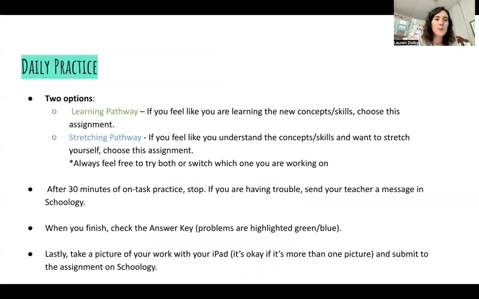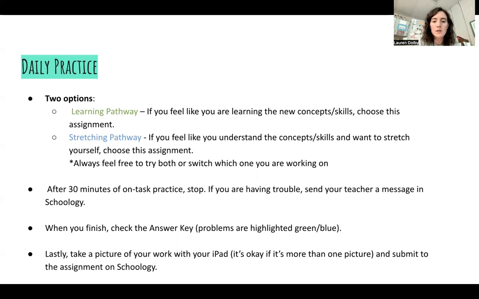And then we have daily practice. This is posted to Schoology. Again, there's the learning pathway and the stretching pathway. I ask students to work for 30 minutes. That's not 30 minutes of sitting there and scrolling on their iPad or phone, but really 30 minutes of engaged practice. And after that they can stop. And if they're having trouble, they can send me a message on Schoology saying, hey, I tried to do this. I'm really stuck on this. Can we go over it?